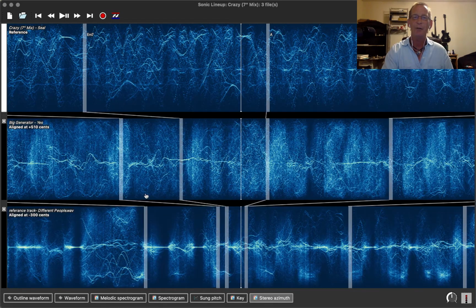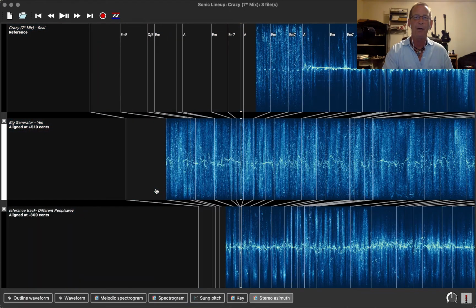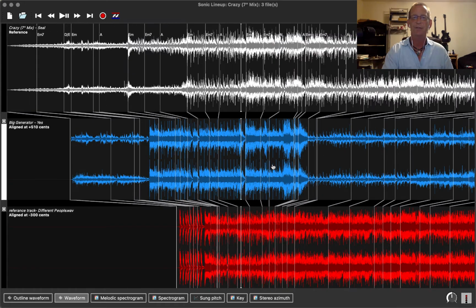Now we get into these other tracks. These are other songs. If we get into these here, I've got a couple of different songs, and they're in stereo, showing them in stereo.